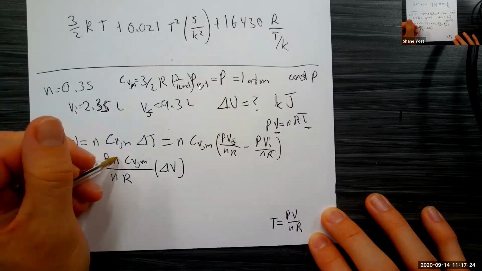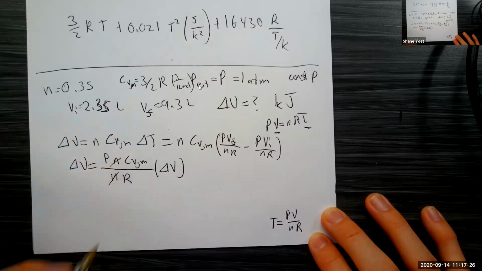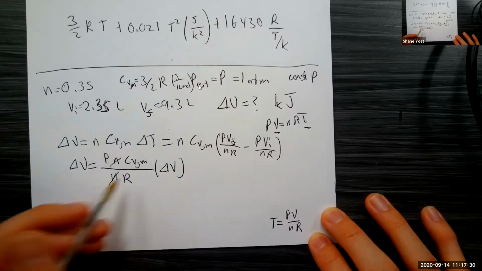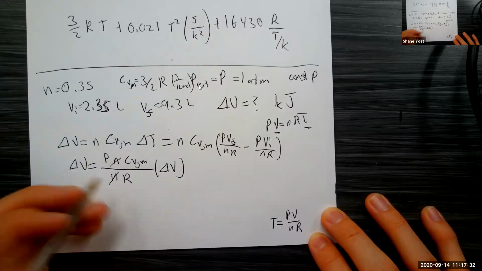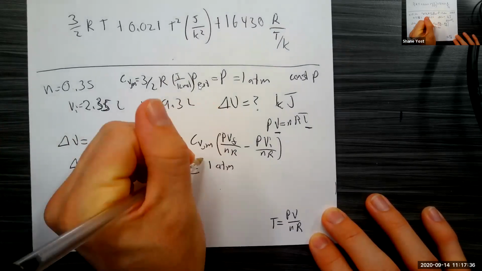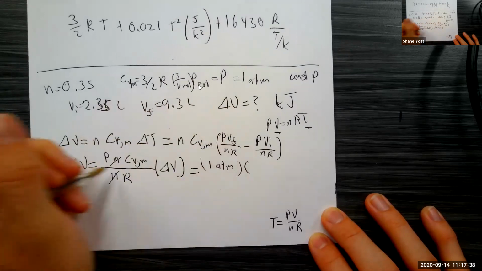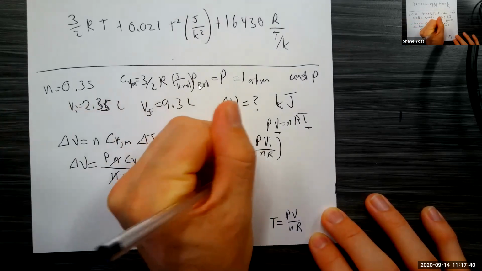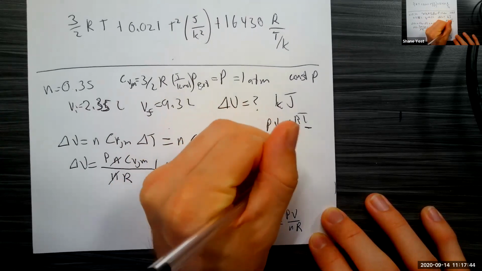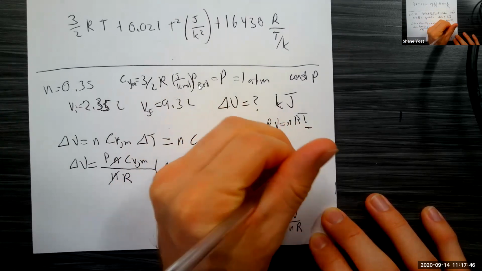The n's cancel here. And then if I use my R, because I have pressure in atmospheres and volume in liters, if I plug in things, this is 1 atm times C_V here, which is 8.314 joules per Kelvin mole.